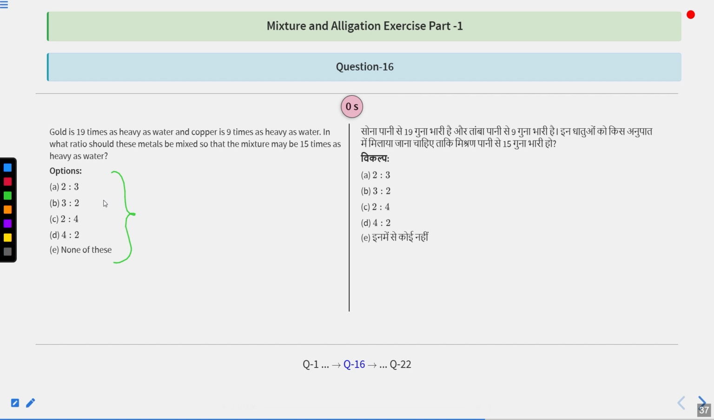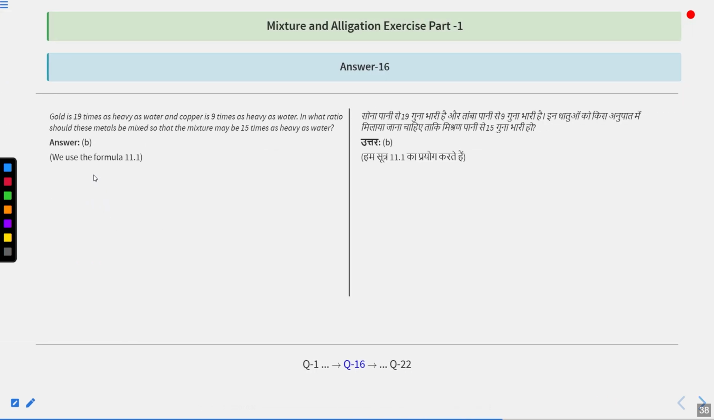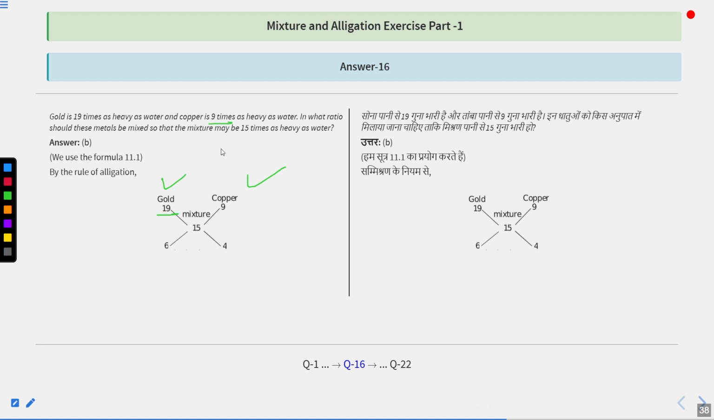Now time's up. Let's see the solution. Now we are going to use formula 11.1. So gold and copper. Gold is 19 times heavier than water and copper is 9 times heavier than water. And he wants to mix them and make the mixture 15 times heavier than water. So the mean or average is 15 times. So 19, 9 and 15. So what will the ratio become? The ratio becomes 6 ratio 4. When we solve it, we get 3 ratio 2 is the correct answer.